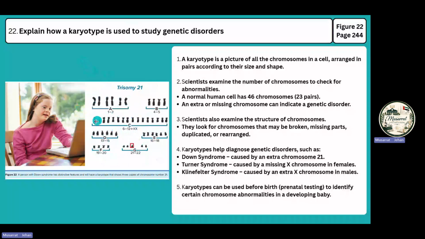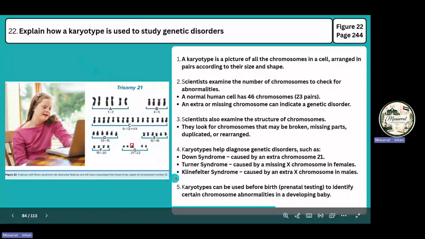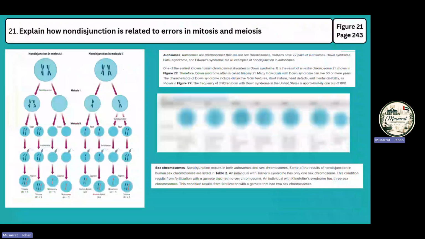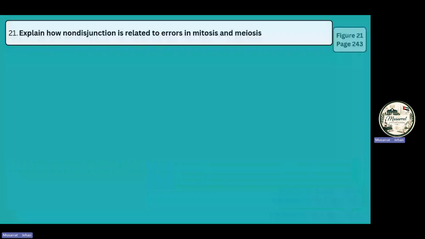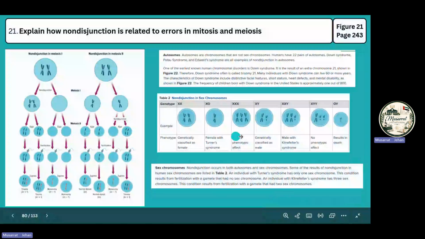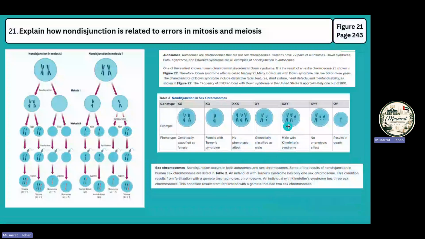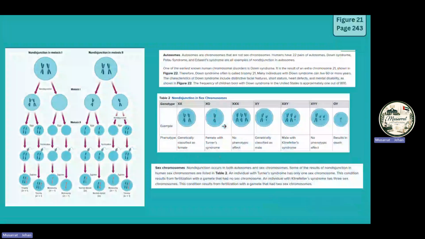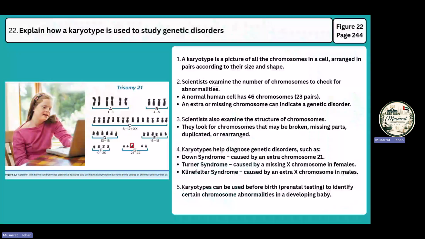So karyotypes help diagnose genetic disorders, for example Down syndrome, Turner syndrome, Klinefelter syndrome. We have done it in the previous question also, if you remember. Let me get back to that slide. Here. If you remember, this is Klinefelter syndrome, in which there is a male with an extra X chromosome. So there are two X's and one Y chromosome. Then you have Turner syndrome, which has only one X chromosome. We have done this earlier, so this is a continuation of the same topic.